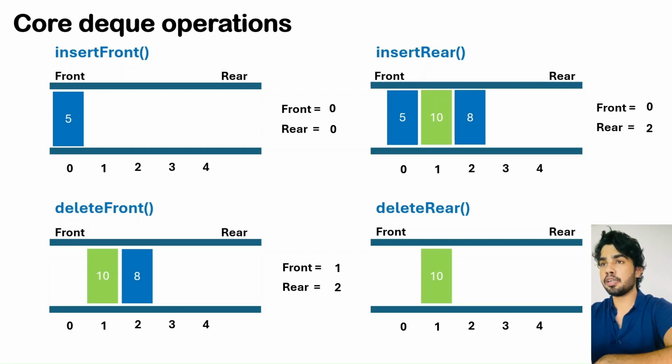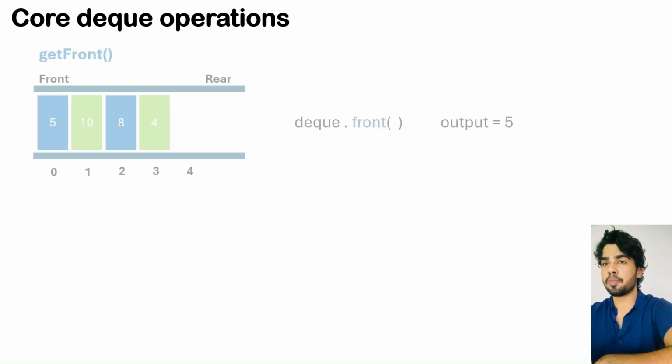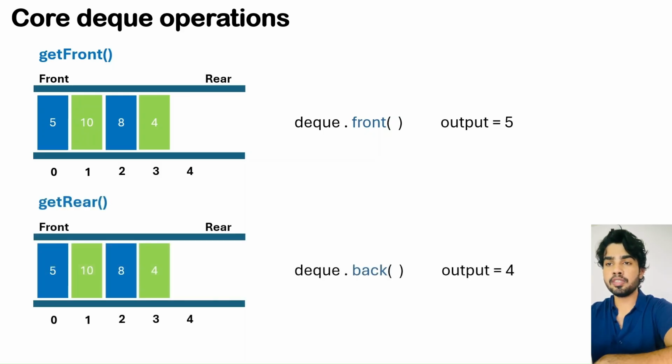Next, I'll tell you about the get front operation. When using this operation, we can take the value of the element that is at the front of the deque. The next operation is the get rear operation. When using this operation, we can take the value of the element that is at the rear of the deque.